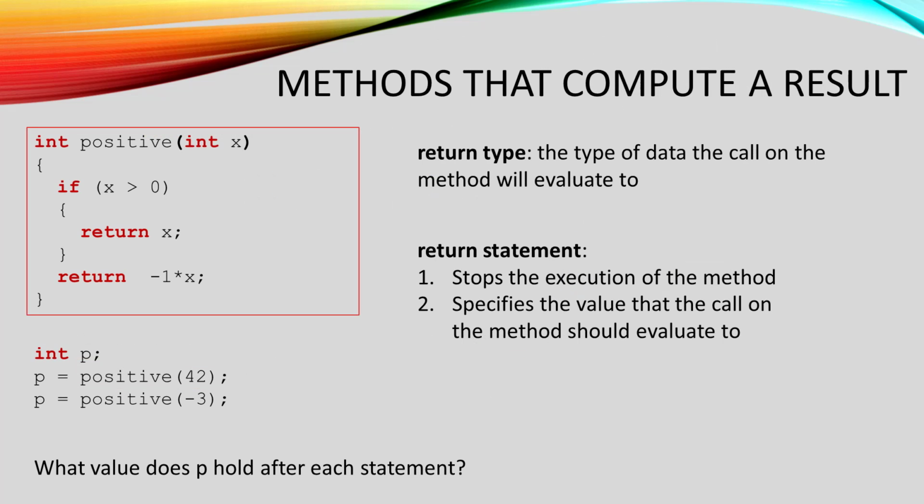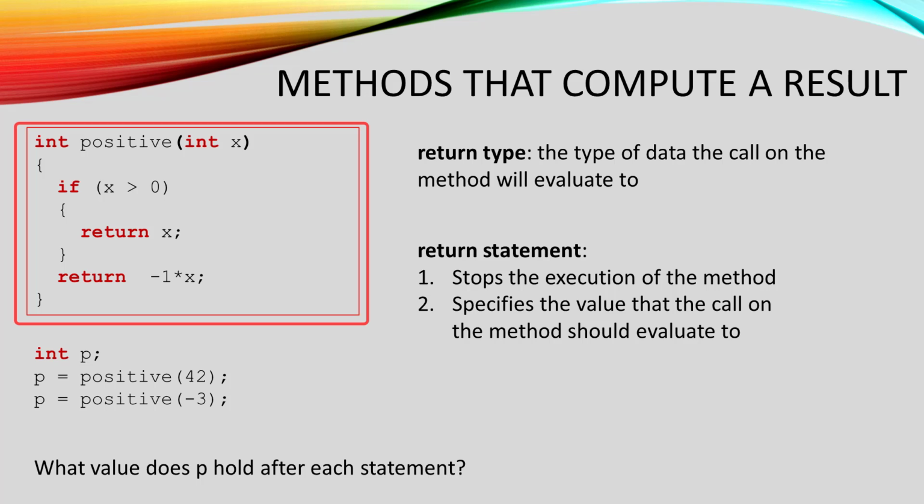All of the methods we've talked about so far just do something for us, but we could also make them calculate something and give it back to the code that called them. In this example, notice that the word int precedes the name of the method. That is called its return type, and it means that the call on the method will evaluate to an integer. All of the previous examples had a return type of void because they didn't return any information.